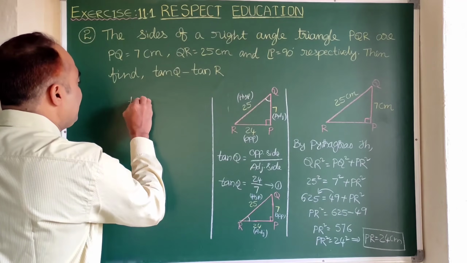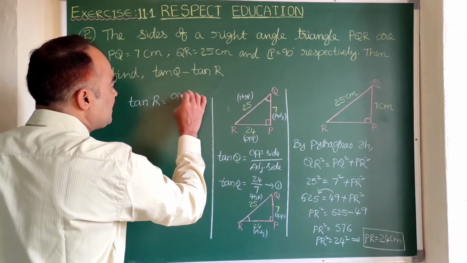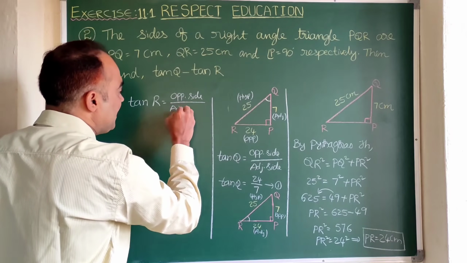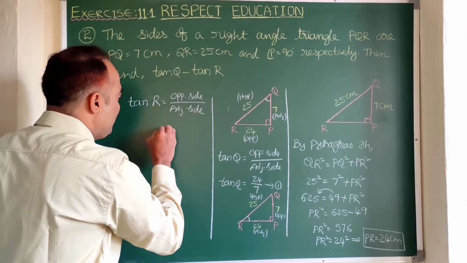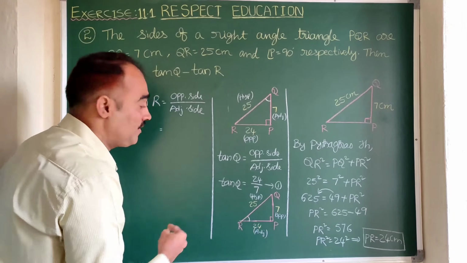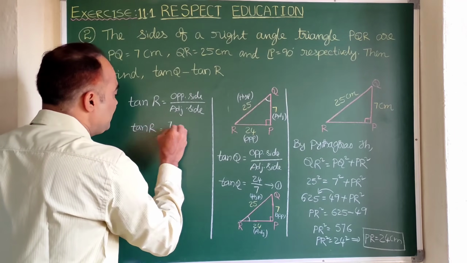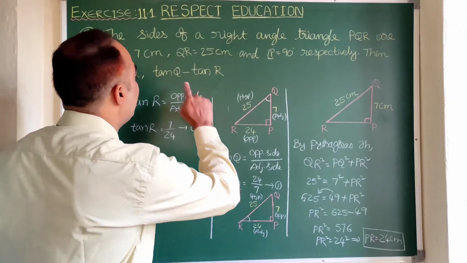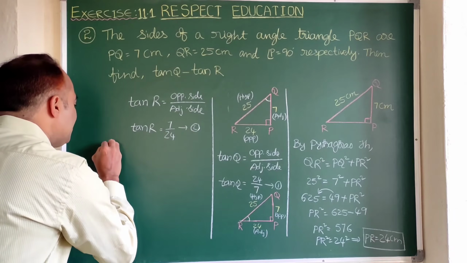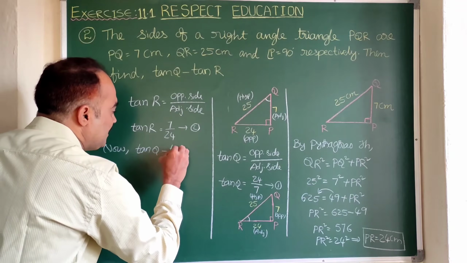So from this data, let us find tan R. Here I am writing tan R. Tan R equal to, formula again, opposite side to theta by adjacent side to theta. So here, as you are taking R as theta, what is the opposite side? 7. 7 by 24. So tan R is 7 by 24. This is equation number 2. Now we came to the conclusion that we are going to find tan Q minus tan R. So let us take the values required.